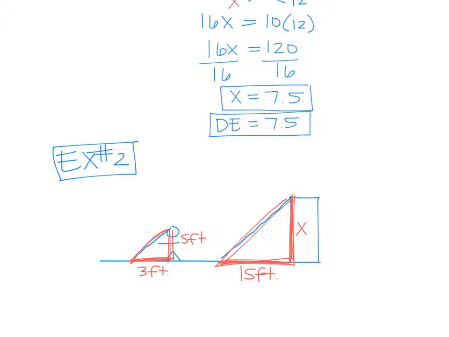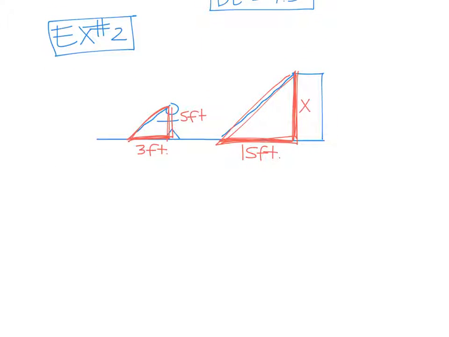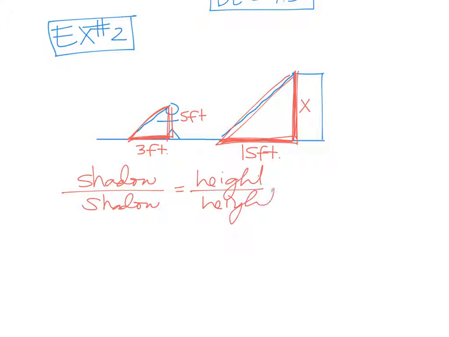Okay, well, because they told us that we created similar triangles, the sides have to be proportional. So can you tell me what proportion you could set up? What over what equals what over what? Three over 15, right? So it's going to be shadow over shadow equals height over height. Okay, so 3 over 15 equals 5 over x.